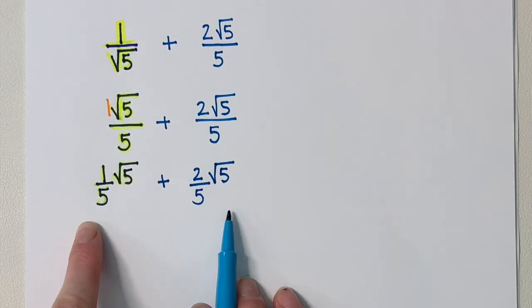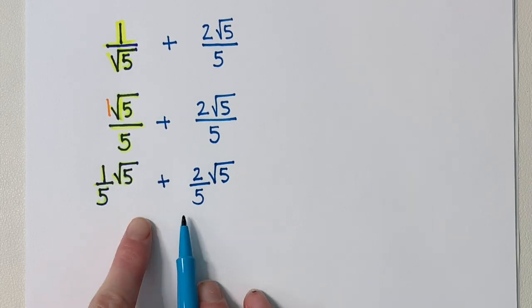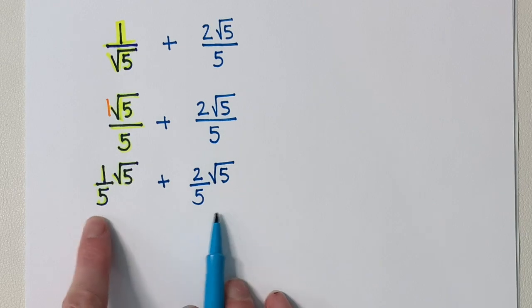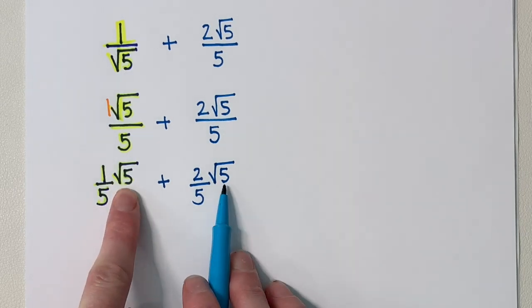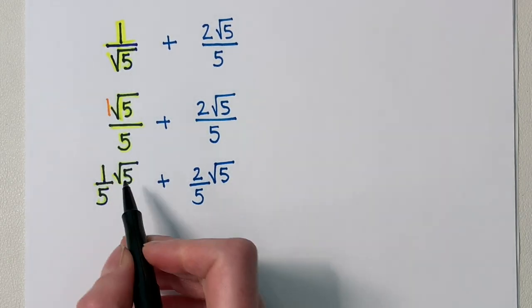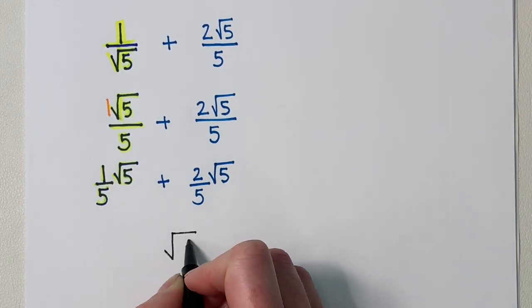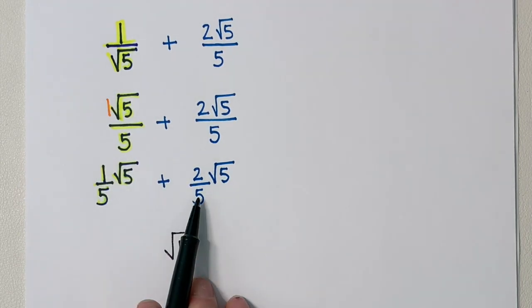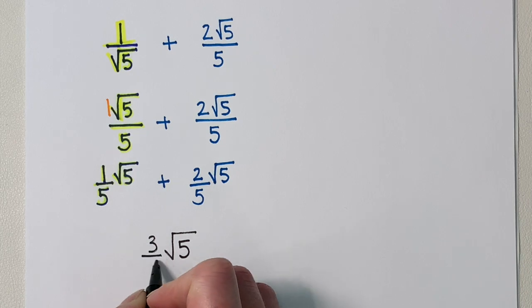In my 6.4 video, we learned that you can add radicals if they are like radicals. These are like radicals since they have the same radical base. Their radical base is the square root of 5. So to add these radicals, we keep the radical base, which is the square root of 5, and we add their coefficients. 1/5 plus 2/5 will give us 3/5.